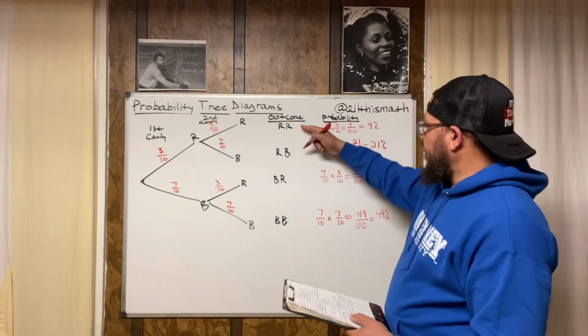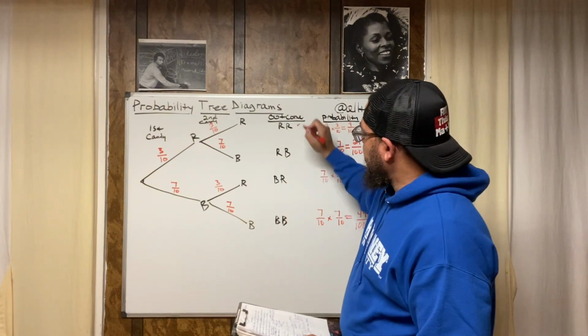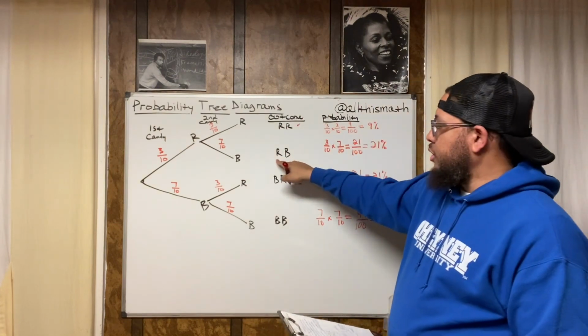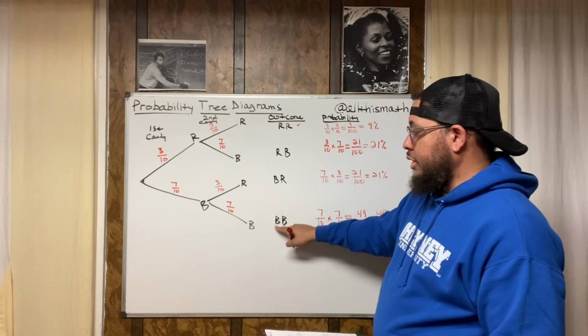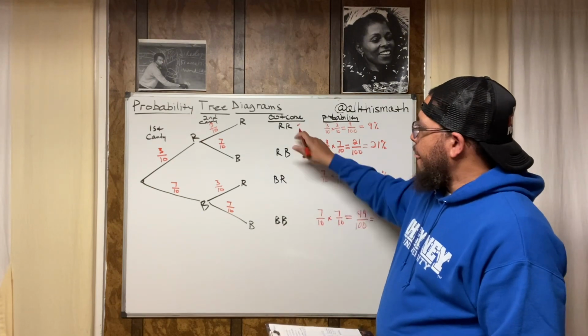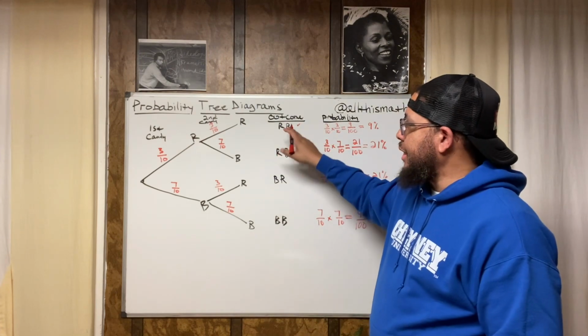All right, so look at our outcomes. 2 watermelon, so this is 2 watermelon flavored candies, right? This is not, so this don't count because this is red and blue. This is not because this is blue and red. This is definitely not because this is 2 blues. So the only scenario where she pulls out 2 red flavored candies or 2 watermelons is this one.